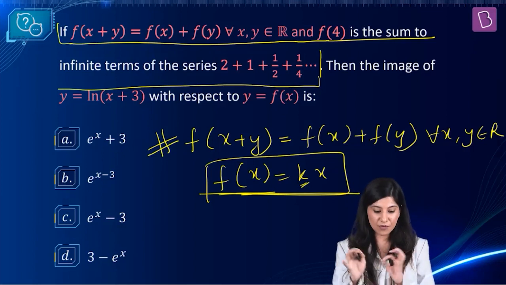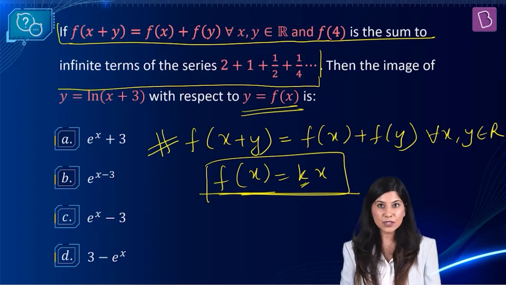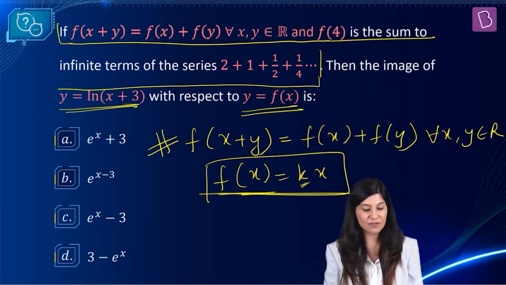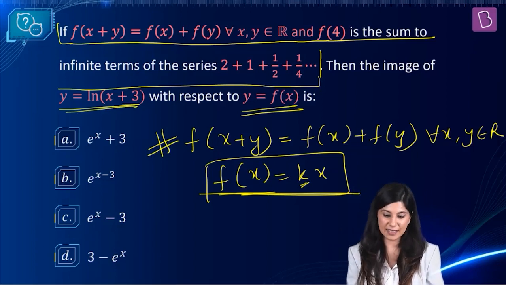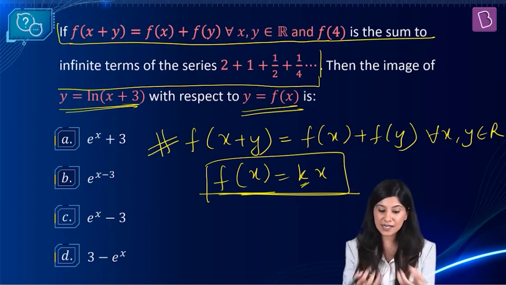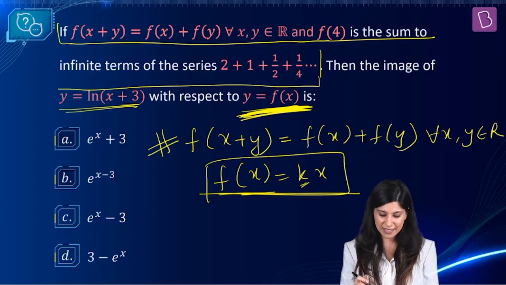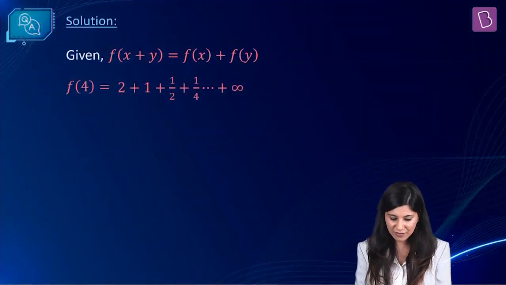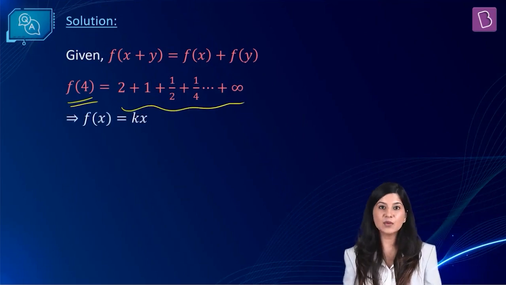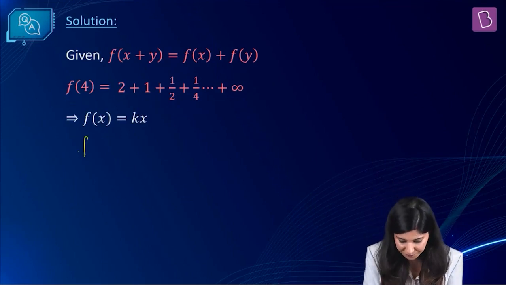Once we are done with f of x, then the picture would be much clearer that y equal to x is what curve, and with respect to this curve, we need to figure out the mirror image, or the image, of y equal to ln x plus 3. Let's tackle the second half of the question later on. Let's leave that part because we are not going to understand unless we have this function f of x. Right? Got it? Okay. So first half of the question, we have this f of 4 equal to this, right? And we already know by now that f of x equal to kx, right? Okay. Let's now talk about f of 4.